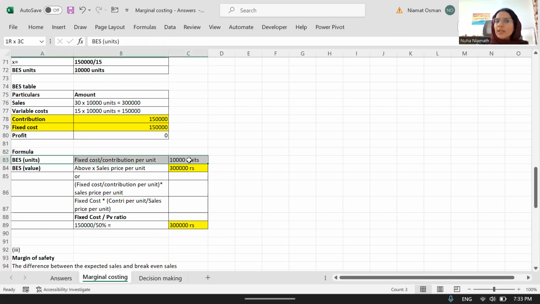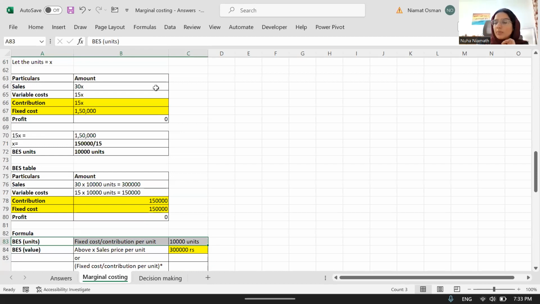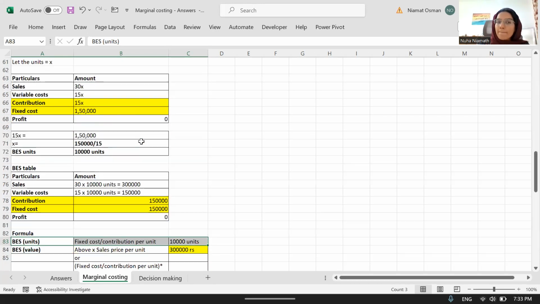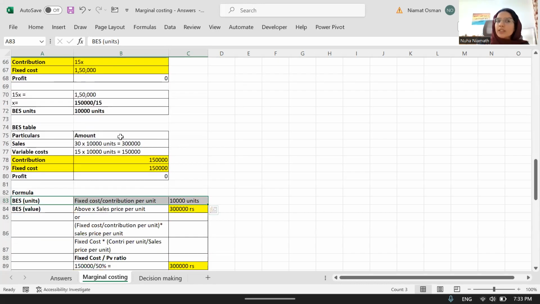I don't think anybody needs to mug up this formula. If you can remember this table, if you can remember this X, that we have to find X, this formula will automatically flow into your mind. It is nothing but your fixed cost divided by your contribution per unit. That will give you the break-even sales units. Is everybody clear till now how we calculated the fixed cost divided by contribution per unit and arrived at our break-even sales units?